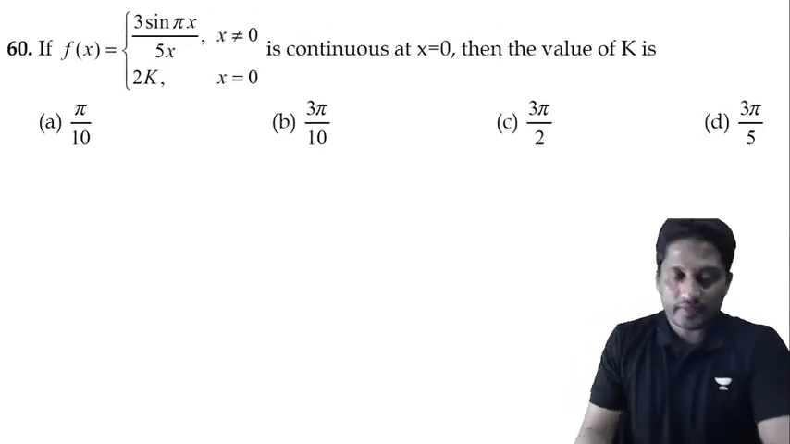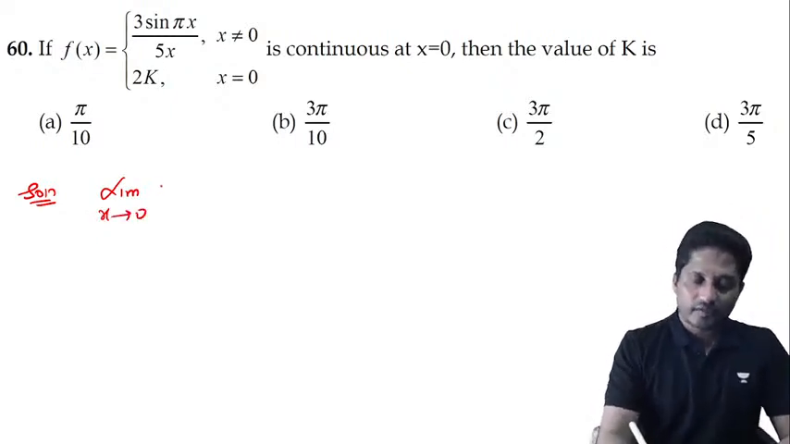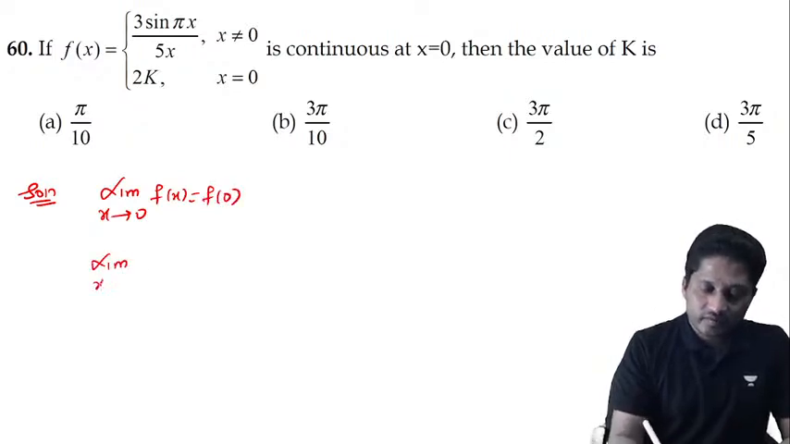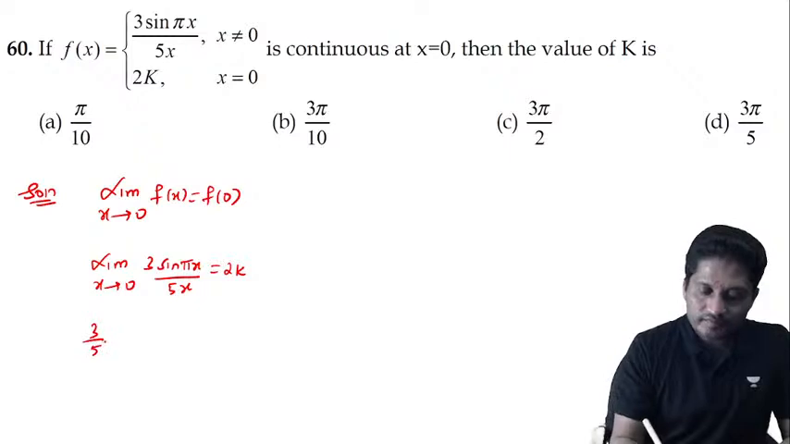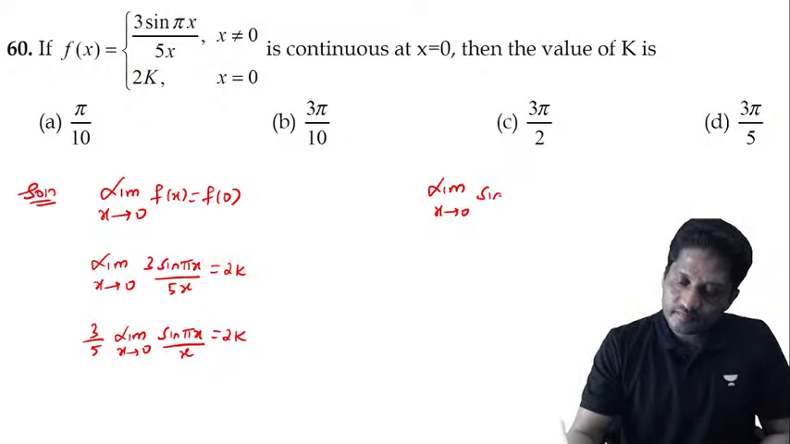The function is continuous. What should be the value of k? If the function is continuous, limit x tending to 0, f of x is equal to f of 0. So limit x tending to 0, f of x is equal to 3 into sine pi x divided by 5x, is equal to f of 0, which is 2k. I'm going to take 3 by 5 out. Limit x tending to 0, sine pi x by x is equal to 2k. Now see, limit x tending to 0, sine x by x is 1, sandwich theorem.